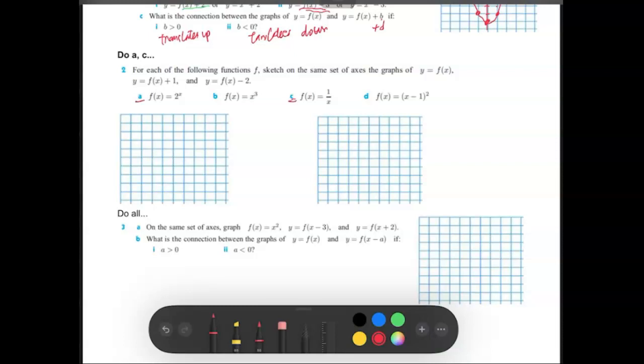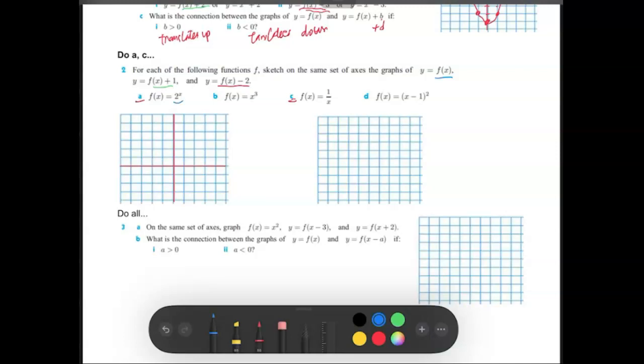For each of the following functions f, sketch on the same set of axes the graphs of y equals f of x. We'll do that in blue. And y equals f of x plus 1. And we'll do y equals f of x minus 2. So I'm just going to draw my axes. And my parent function is 2 to the x.